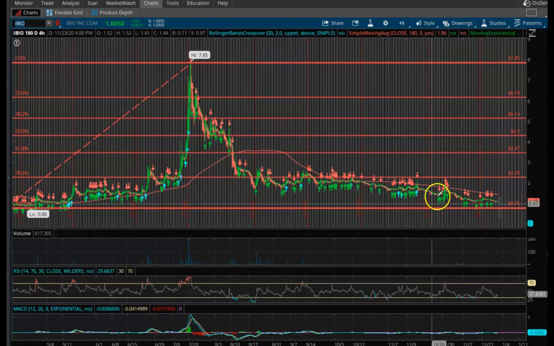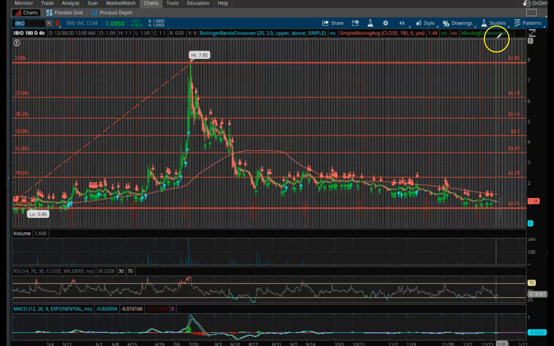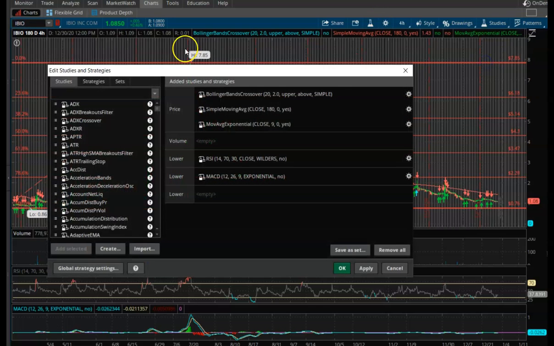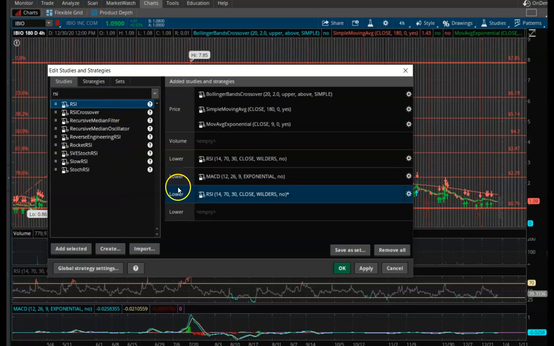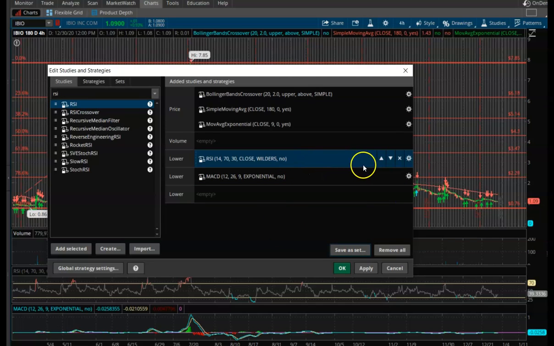So if you don't have your RSI indicator set up yet, let me show you how to do that. You'll just go to Studies, Edit Studies, go to the search bar, type in RSI. You'll double click and it'll add it to your studies. Okay, I'm going to take this one off because I already have my RSI on here. And then from there you can adjust exactly where you want it on your Thinkorswim. I prefer it right underneath the volume. That's just my personal preference.